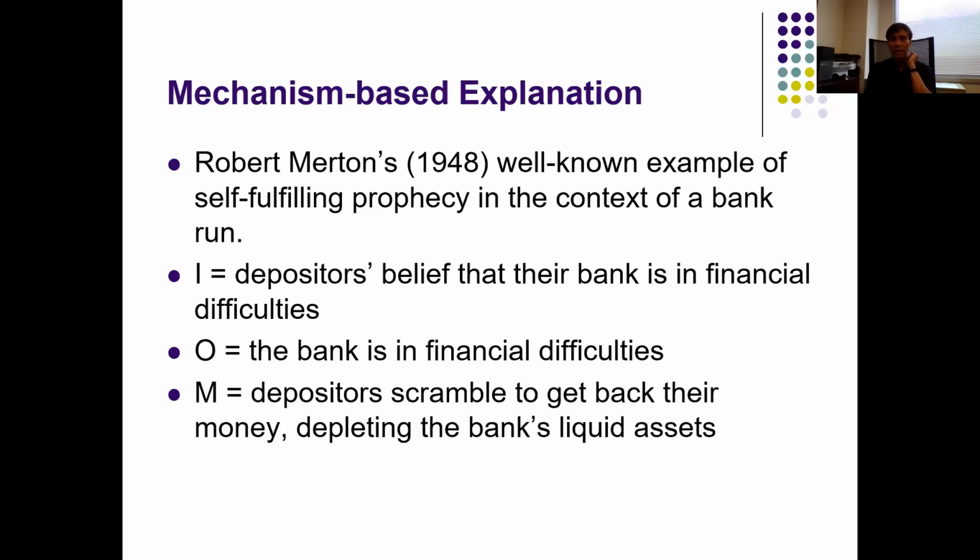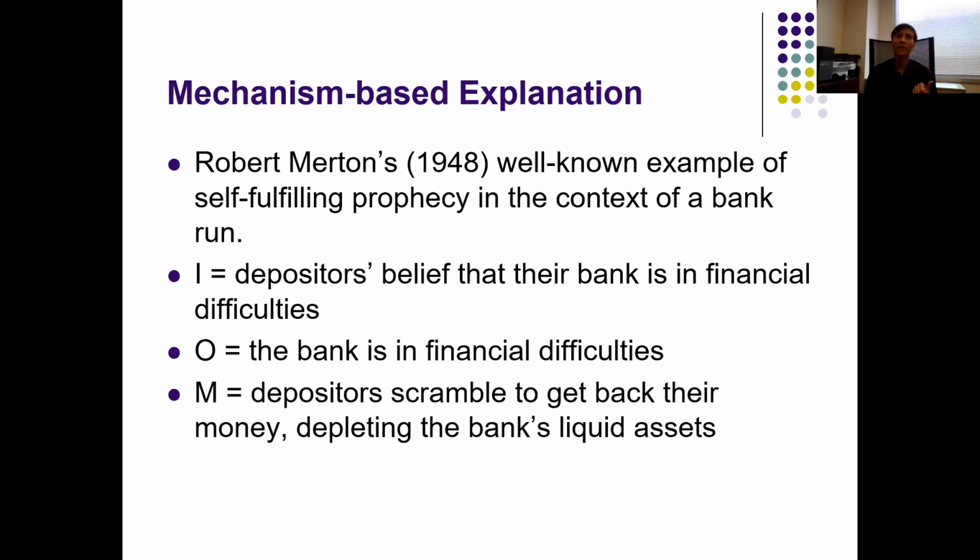In this explanation, I refers to depositors' belief that their bank is in financial difficulties. O refers to the case that the bank is in financial difficulties. So how do you link I and O together? The mechanism is when people really believe that their bank is in financial difficulty, they scramble to the bank and get back their deposits. The reality is no bank on earth can give back the money to all the depositors at the same time within a short time. It's just not possible. So the bank has to liquidate its assets and so on.